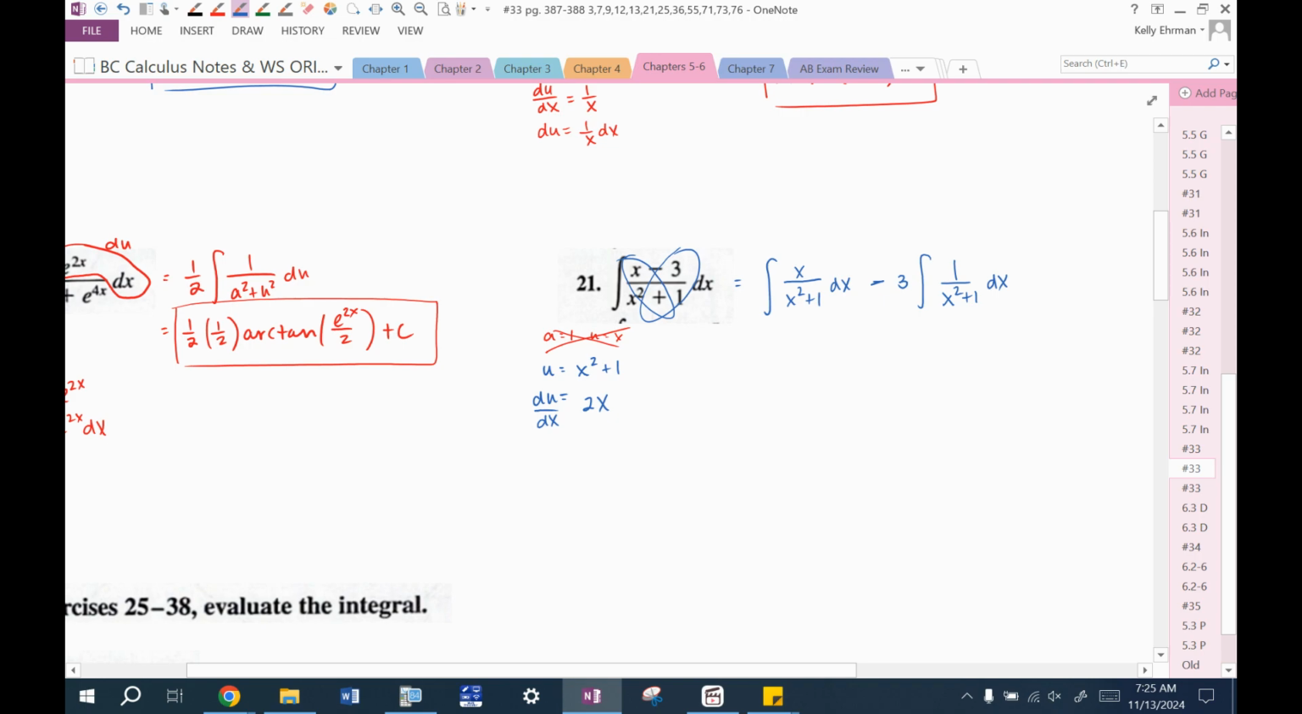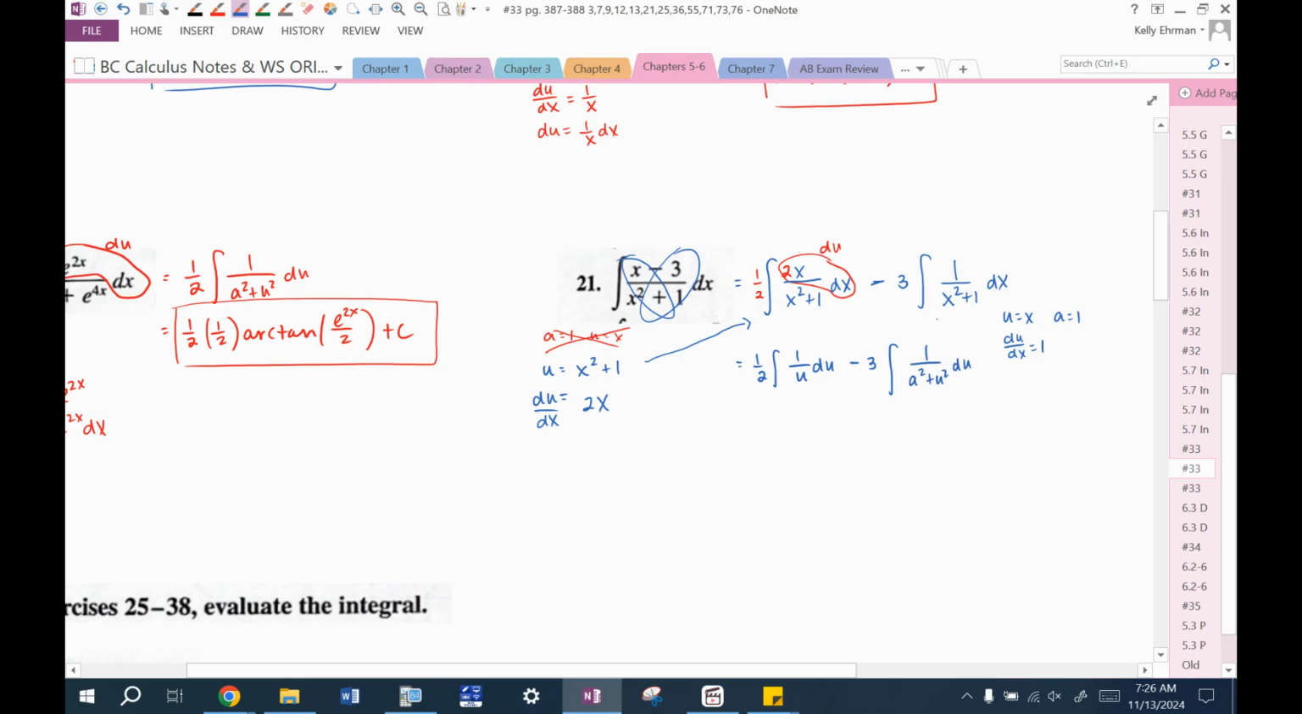I'm separating them because u-sub works for my first integral. I just need to make some adjustments here. I need to put in a 2x dx to get my du and balance that with a 1/2. So the first integral is 1/2 times the integral of 1 over u du. That's done. Now this one is arctan because u is x, a is 1, du/dx is 1. So this is minus 3 times the integral of 1 over a squared plus u squared du.